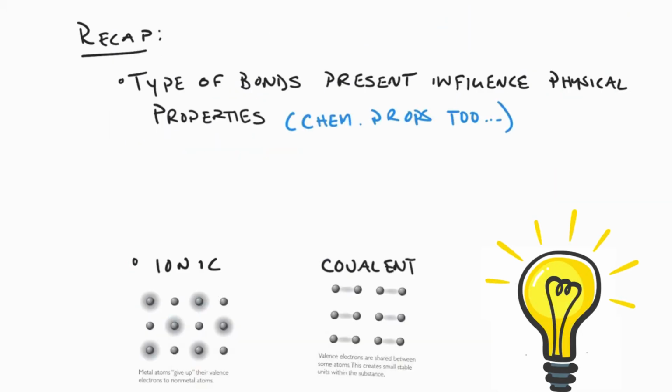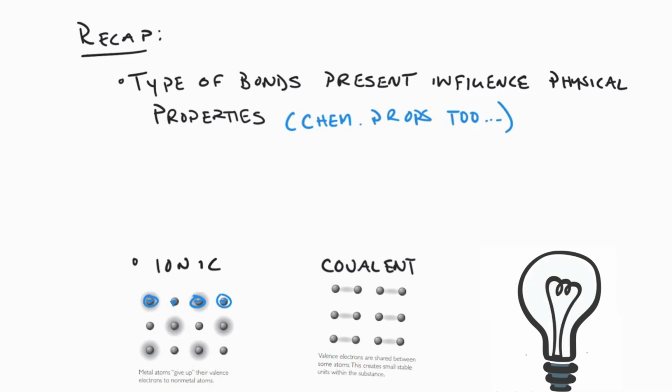Okay, recap. The types of bonds that are present within a substance influence the physical properties of that substance. They also influence the chemical properties, but right now we're thinking about physical properties. And they result in different arrangements of atoms. So if I have something that is ionic, what I have is a sea of negative ions and positive ions, negative, positive, so this alternating crystalline arrangement of ions that results in a brittle, high melting point structure.